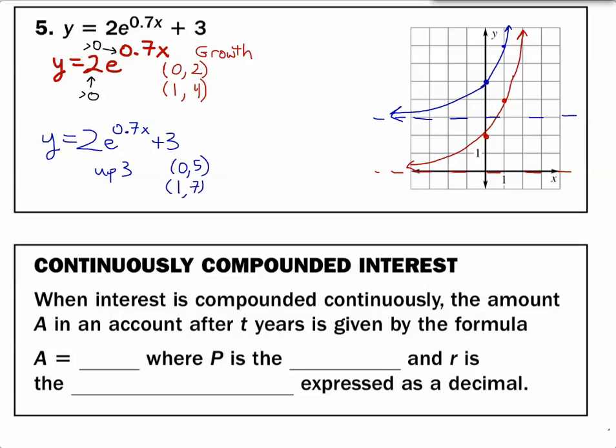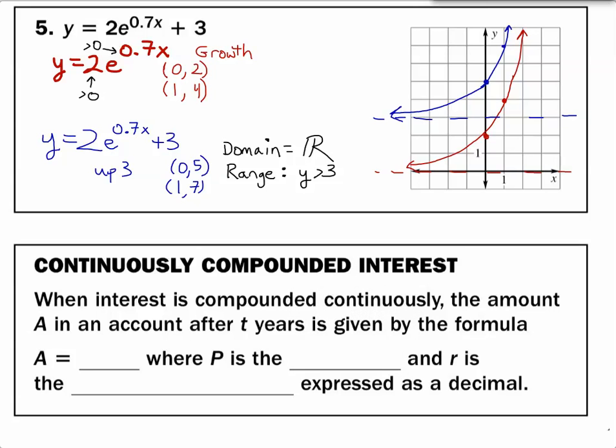It asked us to state the domain and the range. It's always fun at the end. The domain, you're probably guessing already, all real numbers. The domain is all real numbers. The range is a little more interesting. You have to look at your graph and your asymptote a little bit. Y is greater than 3, because it's all the numbers above the asymptote.